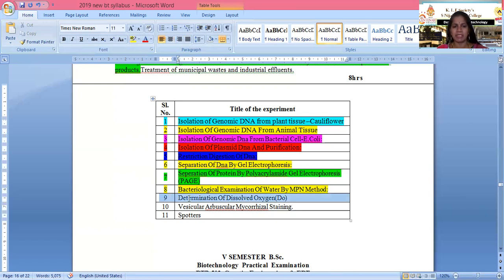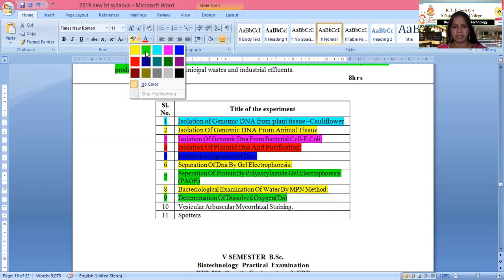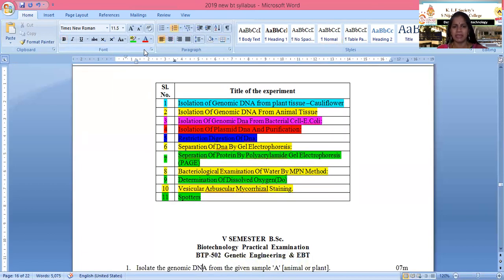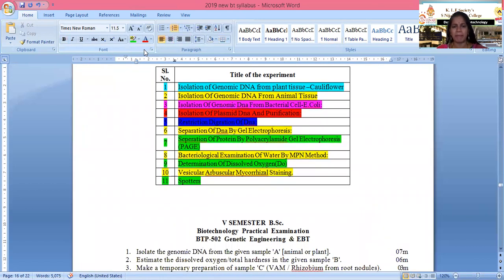The next is experiment number 9, that is determination of dissolved oxygen. This is also important for your examination. Then experiment number 10 is vesicular arbuscular mycorrhizal staining. You are going to stain the given sample and show it to the examiner. And the last experiment you are going to study is spotters. We are going to show you the pictorial representation of different concepts of paper 5, part A and part B. Those spotters you are going to identify and write the spotter information. So this is all about your paper 5 experiments.